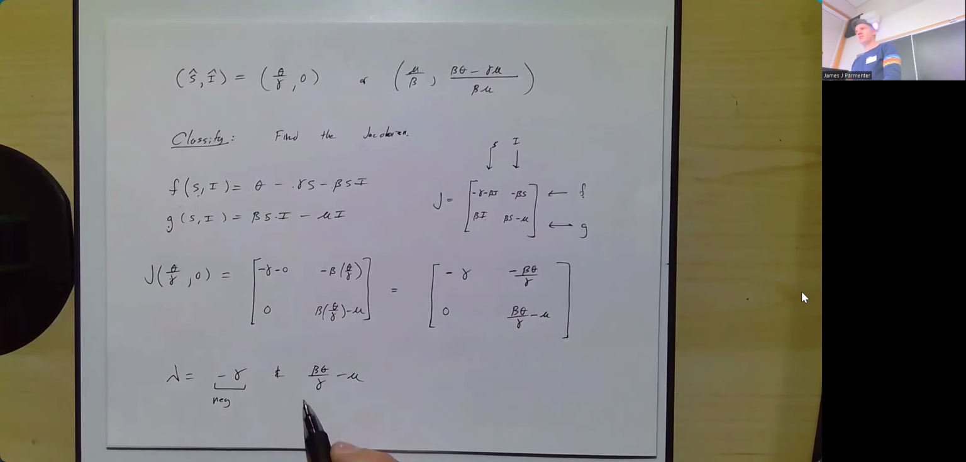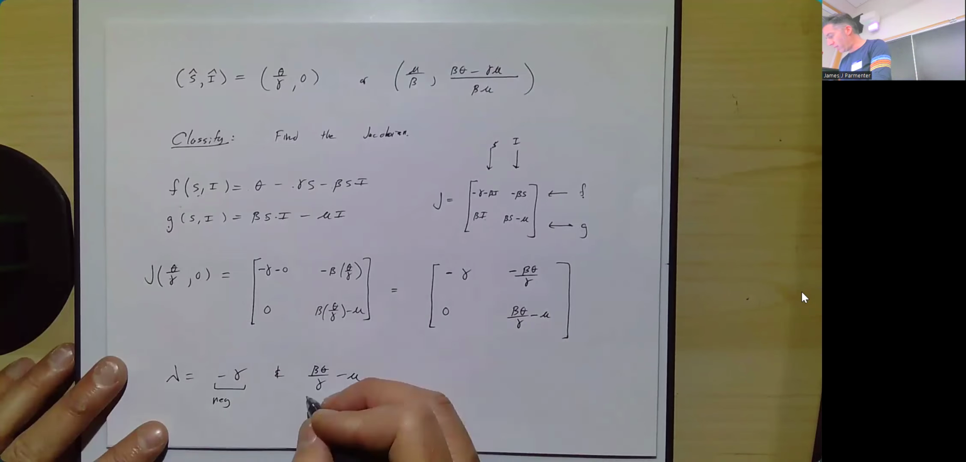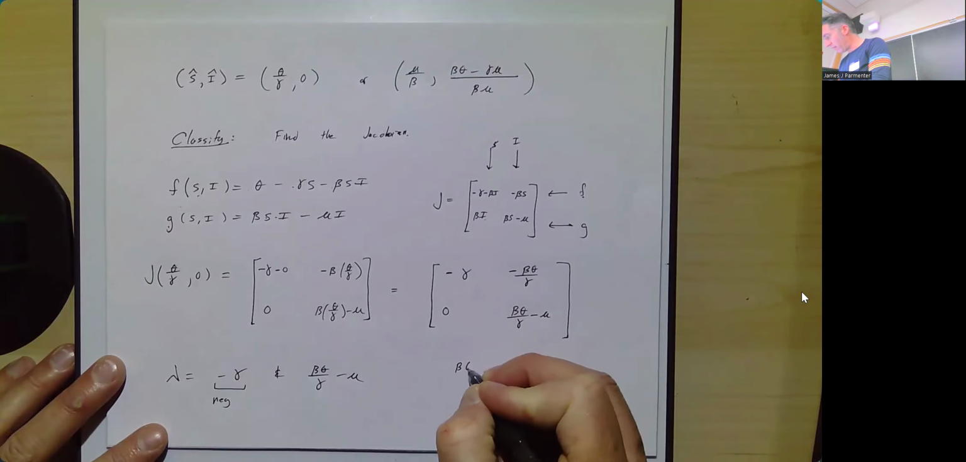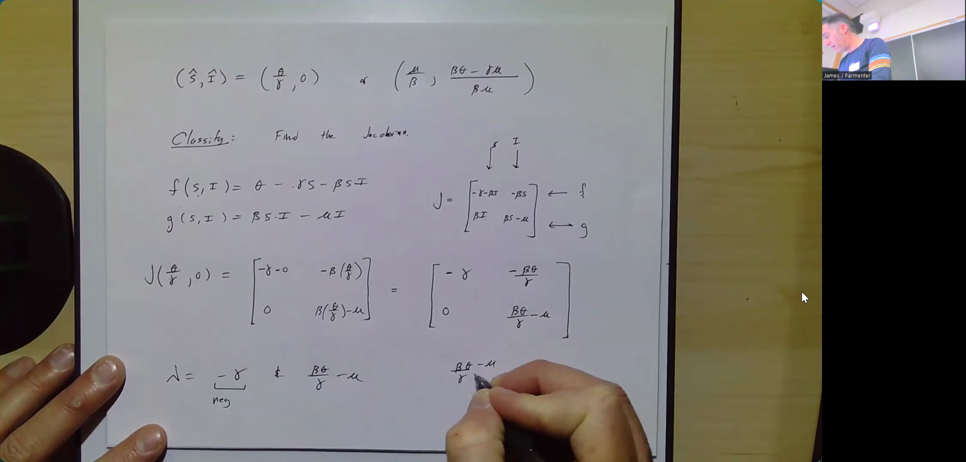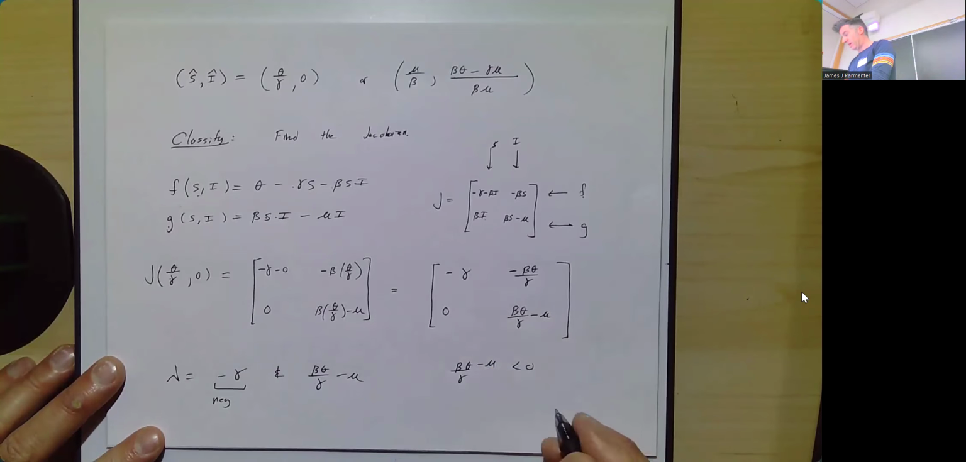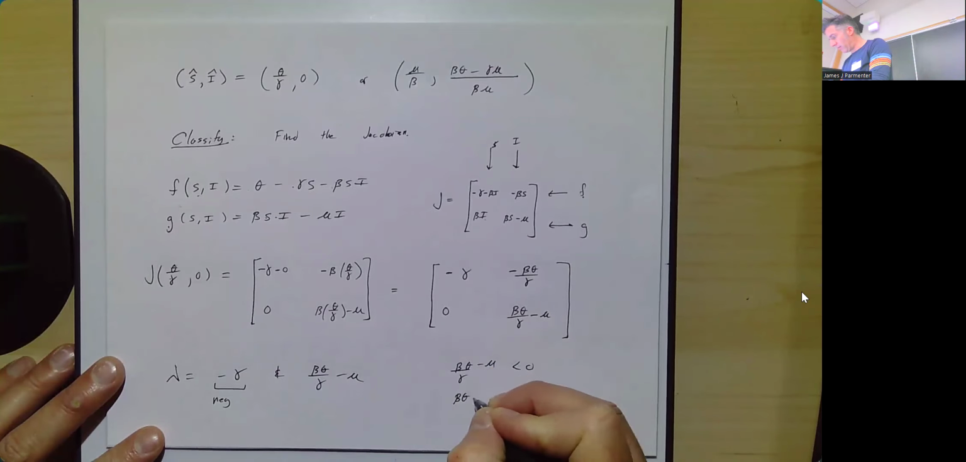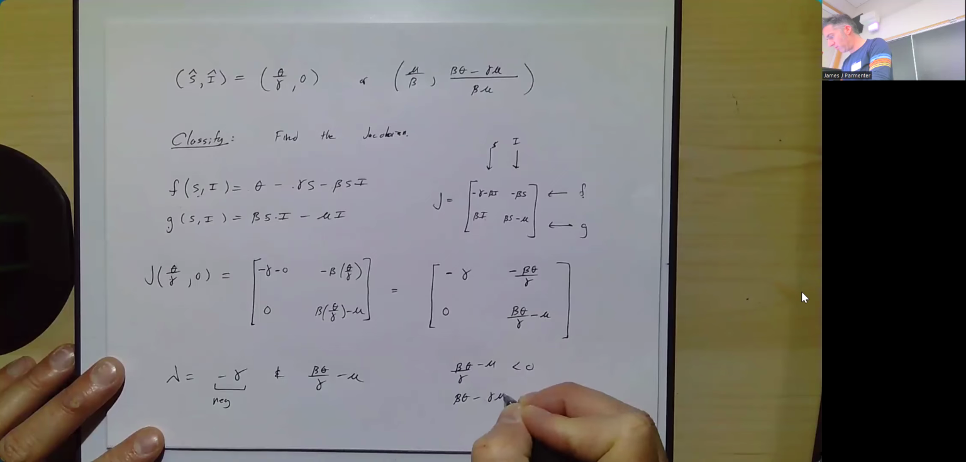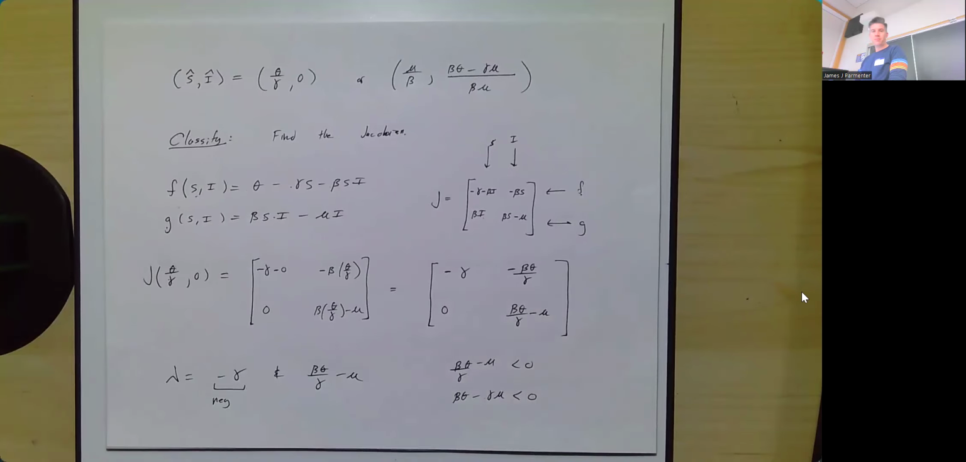Now let's see what we need to happen. We would like stability, or at least it would be interesting to see stability. So we want beta theta over gamma minus mu to be negative. I would multiply both sides by gamma, to say beta theta minus gamma mu is less than 0.